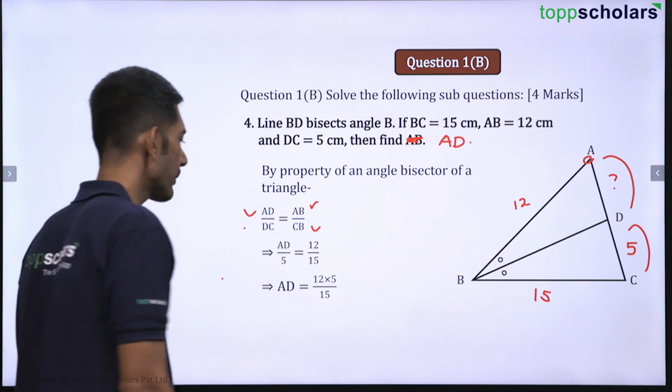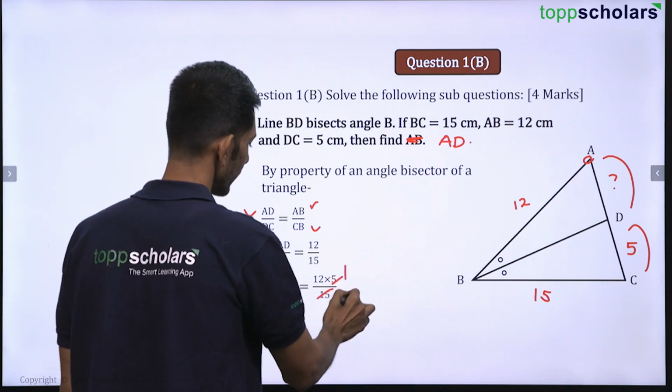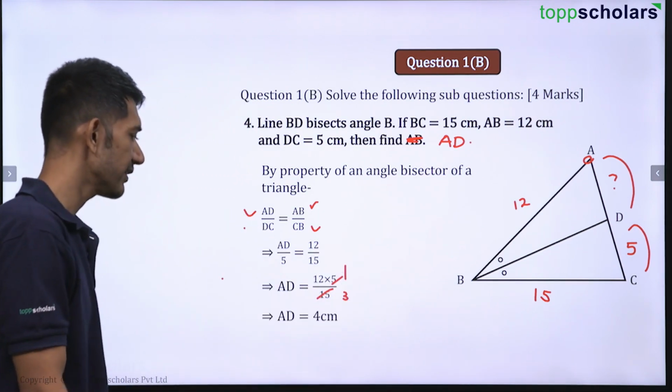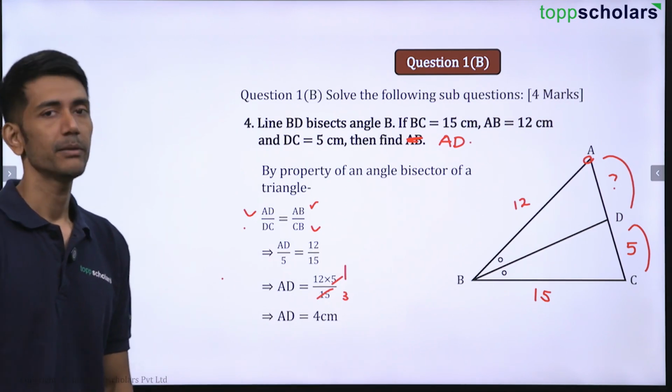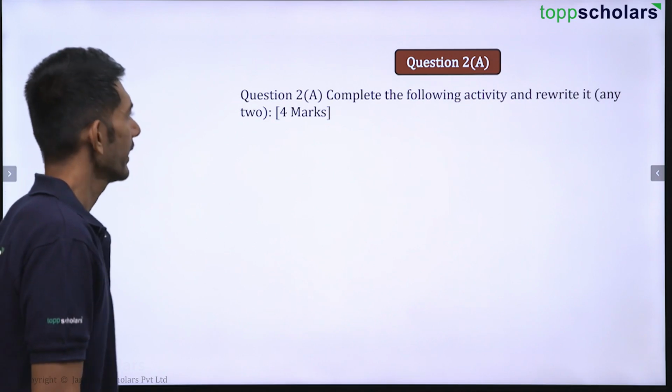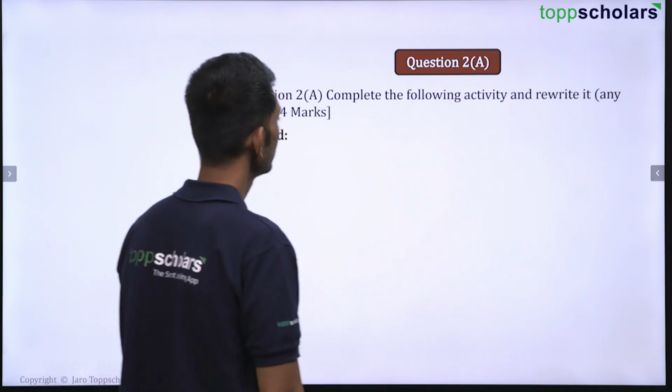You get 12 into 5 by 15. 5 1s are 5, 5 3s are 15, 3 1s are 3, 3 4s are 12. AD is equal to 4 centimeter. Correct? So the value of AD is 4 centimeters. Okay. Now let's have a look at a new question.